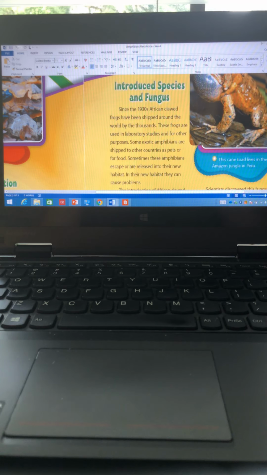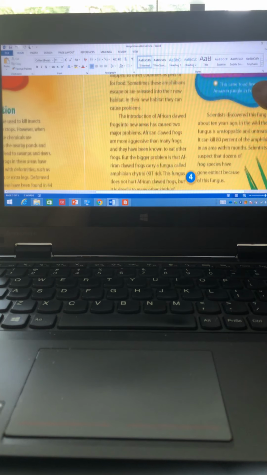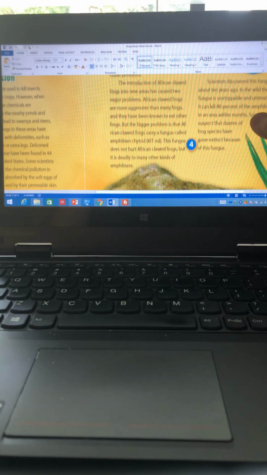Our next heading, introduced species and fungus. Since the 1930s, African clawed frogs have been shipped around the world by the thousands. These frogs are used in laboratory studies and for other purposes. Some exotic amphibians are shipped to other countries as pets or for food. Sometimes these amphibians escape or are released into their new habitat. In their new habitat, they can cause problems.